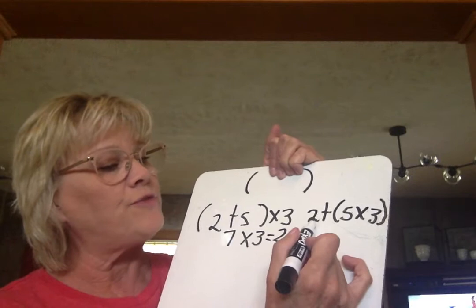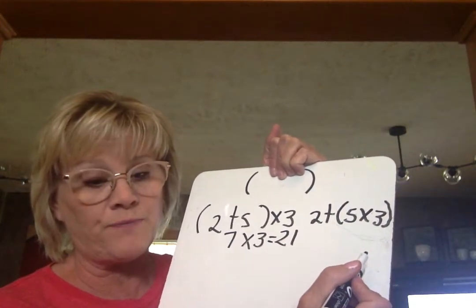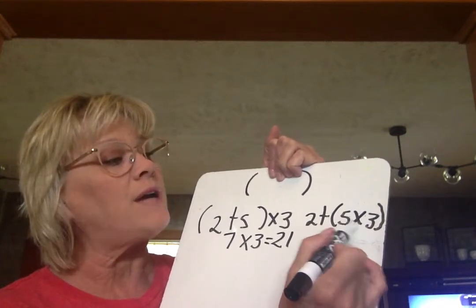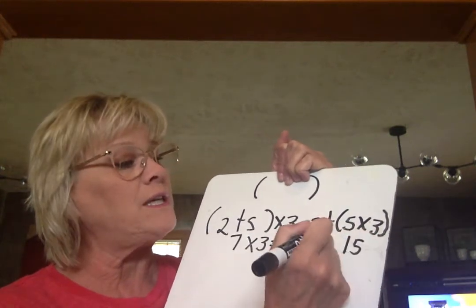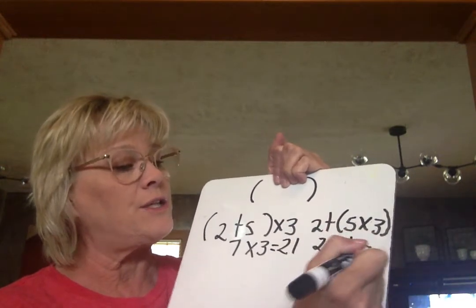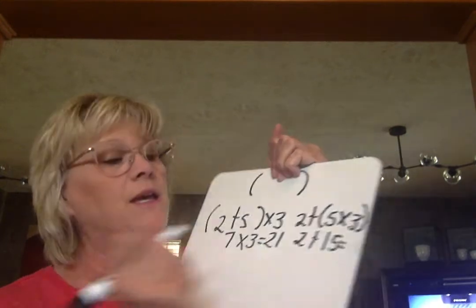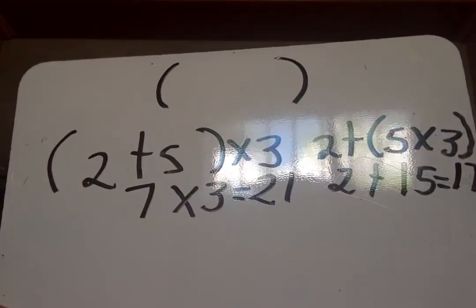Okay, let's look over here. Now we have 2 plus (5 times 3). What are we going to do first? Correct, the part that's in parentheses. So what's 5 times 3? 15. And 2 plus 15 equals 17. Very good.